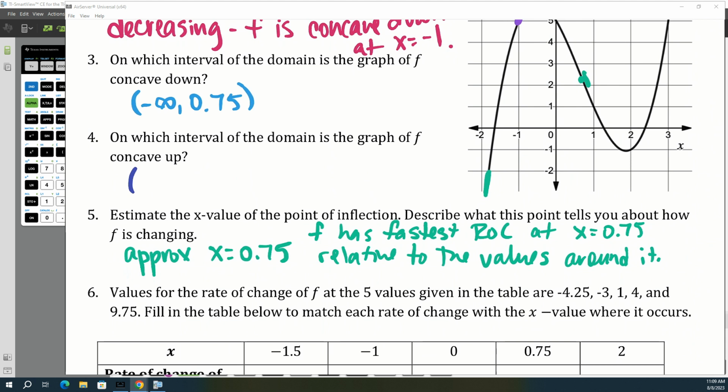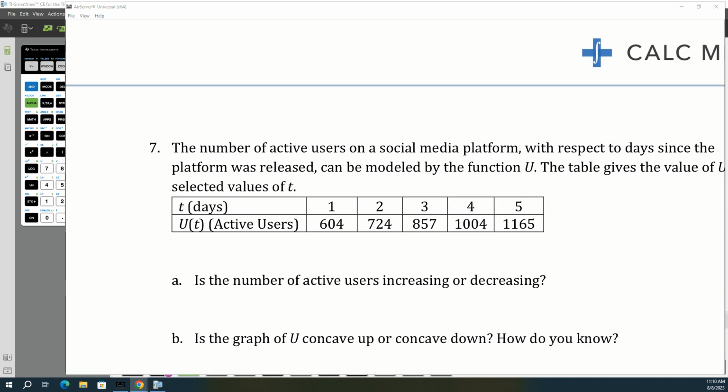All right, you guys try to do the concave up interval for me, please. So at 0.75 we're changing, and then it's concave up all the way to the end of the graph. Any questions on that? All right, we're going to skip number 6 because in the grand scheme of things, it's not as important as 7 and 8, and I don't want to have to rush through 7 and 8.